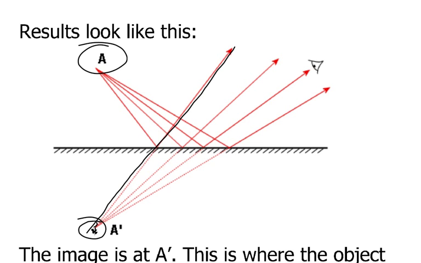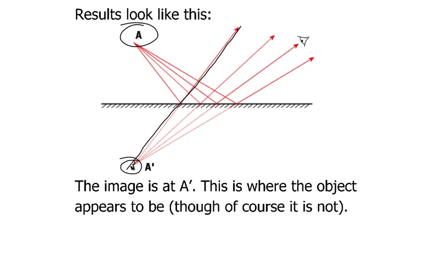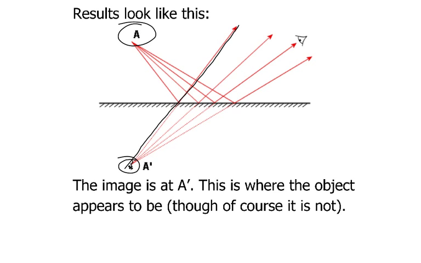All right, so the image is there at A prime, and that's where the object appears to be, though of course the object is not actually there at A prime. The object is actually there at A. There's actually nothing here. I mean, well, there is probably something behind the mirror, but it's not going to be something that you could see like that.